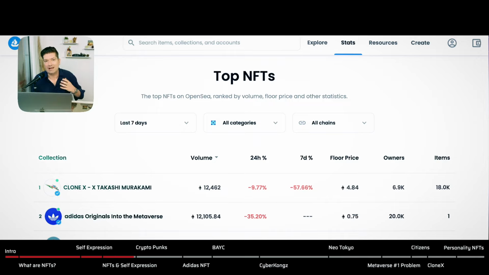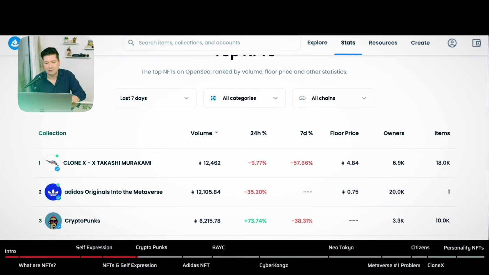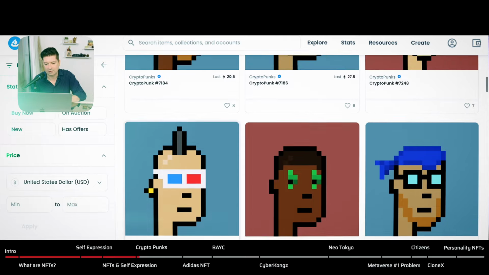Another way to look at it is to look at historic projects, right? The reason why some of these artists are such a big deal, like Picasso, is because they did something for the first time. So the idea that it's something historically groundbreaking is important in art. And CryptoPunks was one of the first projects to do NFTs on the blockchain. This is what the CryptoPunks look like.